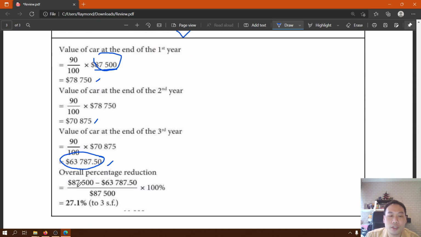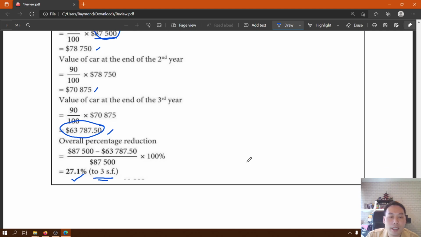So the reduction will be the original value minus away the final value. So this is a reduction. And then we know the rules, right? To do this, divide by the original value times 100%, it works out to 27.1%. Now again, it's a good habit to remember and keep reminding one another. Final solution for this type of questions, let's give it to 3 significant figures, which is a good accuracy to have. Okay, and that is the solution and the review of this particular diagnostic test.